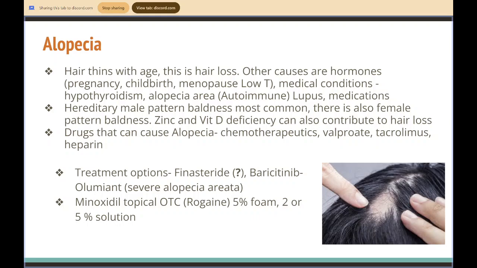Okay. So, Proscar is correct. Good. Anyone else have any other brands? Minoxidil topical over the counter, which is Rogaine, is available in 5% foam and 2% or 5% solution.